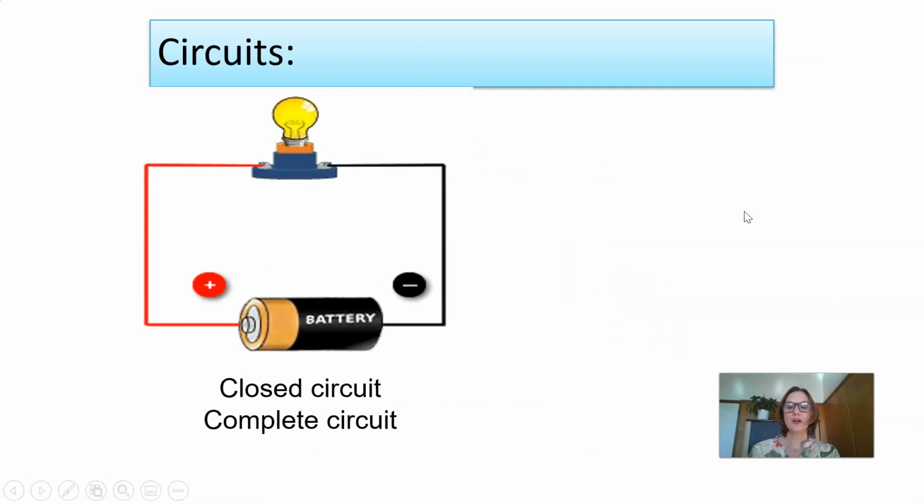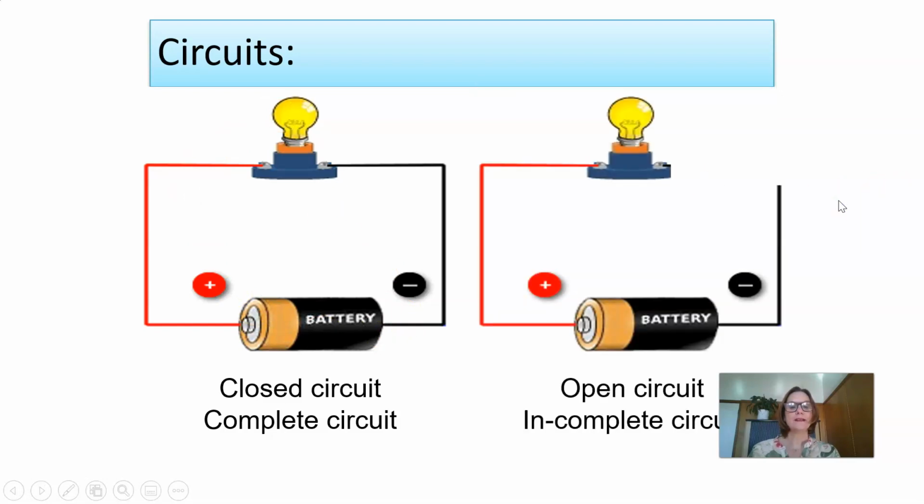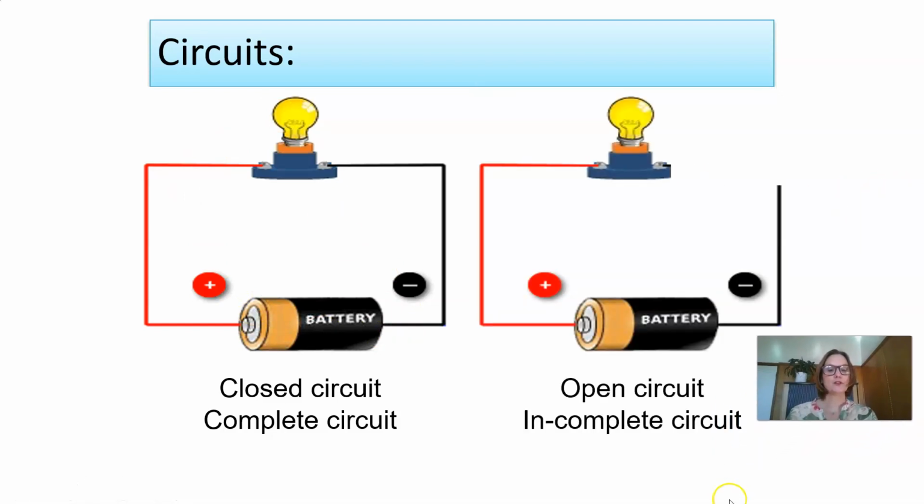So here we have a closed circuit. It is a complete circuit. A little bit of revision, we did cover this yesterday. And here we have an open circuit. It's an incomplete circuit, right?